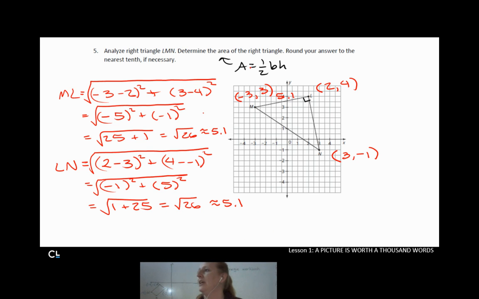So let's find the area. 1/2 base times height. We found the base was 5.1 and the height was 5.1. So I guess 5.1 times 5.1. Sorry for the bad writing. And I will use my calculator if it will work.